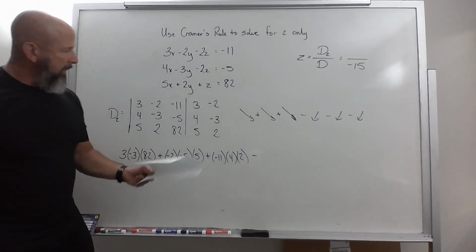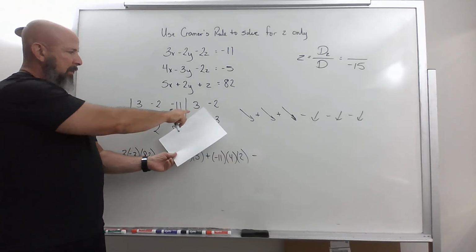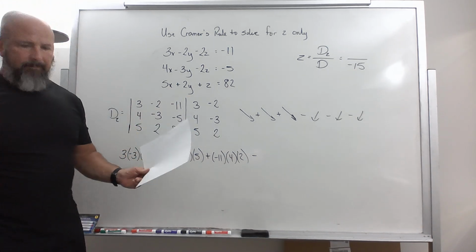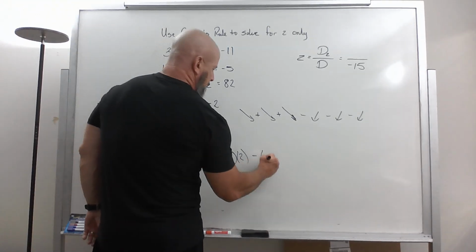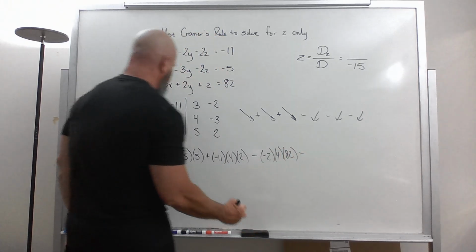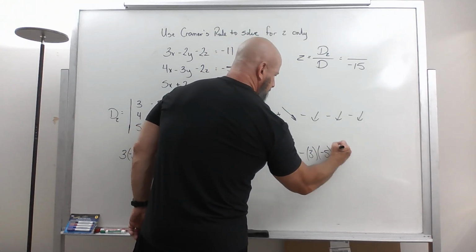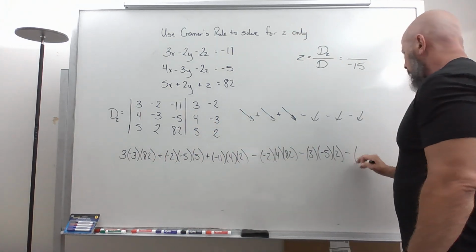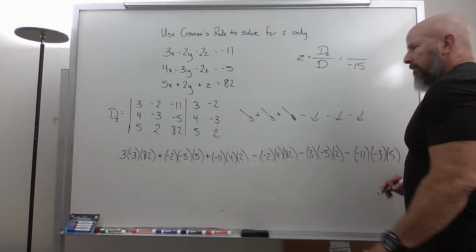So we'll start on that top right. Coming back, there's my negative 2, 4, 82. Then 3, negative 5, 2. And negative 11, negative 3, 5. So minus negative 2 times 4 times 82 minus 3 times negative 5 times 2 minus, I'm at the negative 11. Negative 11 times negative 3 times 5.